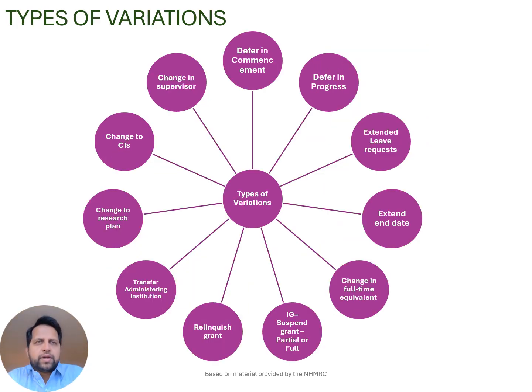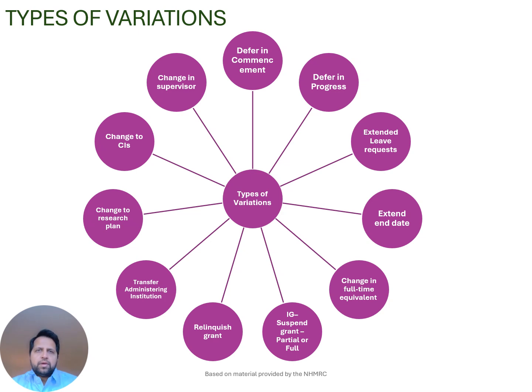So we'll look at some different types of variations that you can submit to vary your NHMRC successful grant. The first one is deferring commencement. NHMRC expects that your project starts on the date that you have recommended to NHMRC that it will start on in your project application. For example, there's a time period between the time when the grant is successful to the time when the grant actually starts, when the activity starts.